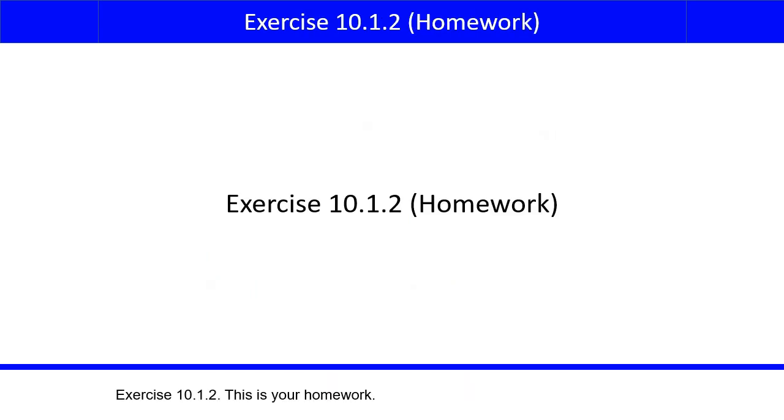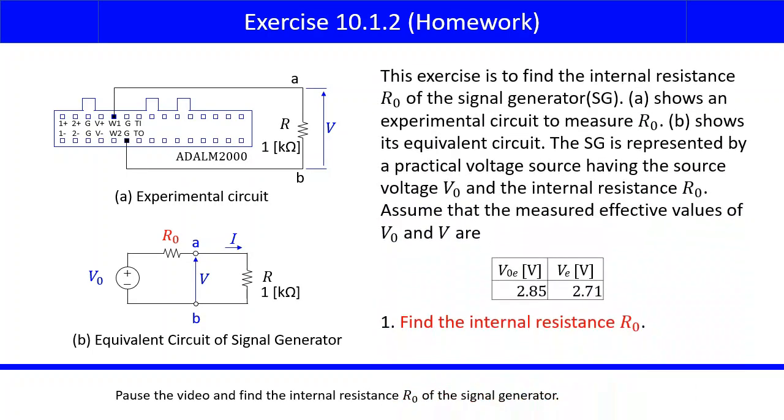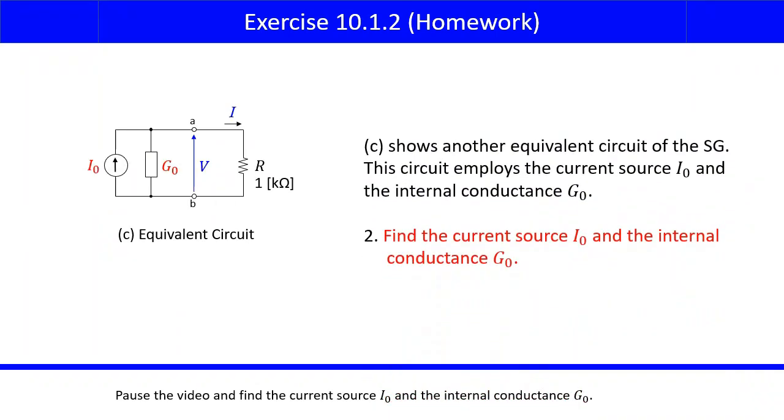Exercise 10.1.2. This is your homework. Pause the video and find the internal resistance R0 of the signal generator. Pause the video, and find the current source I0, and the internal conductance G0.